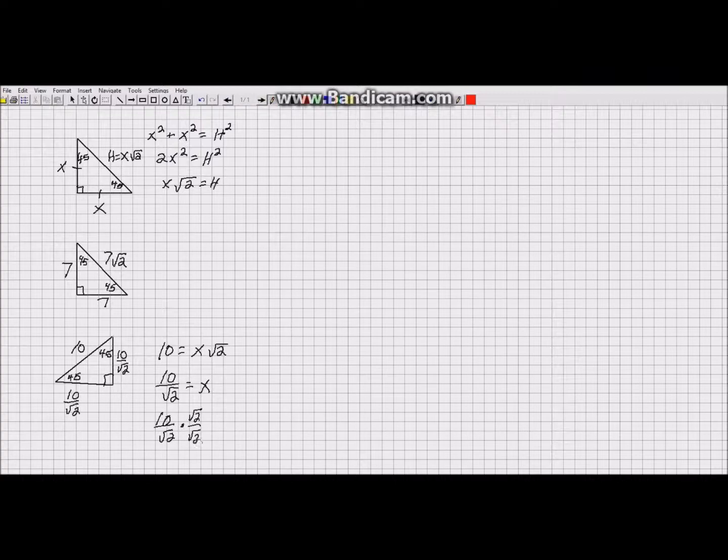10 over root 2 can be rationalized by multiplying top and bottom by root 2. I get 10 root 2 over 2, or 5 root 2 for each leg.